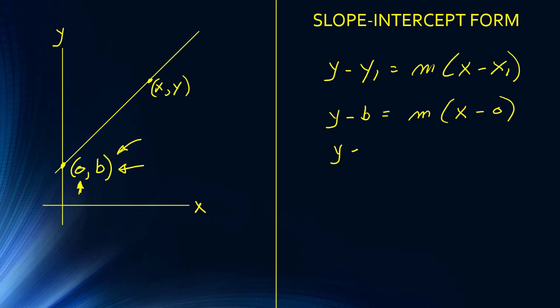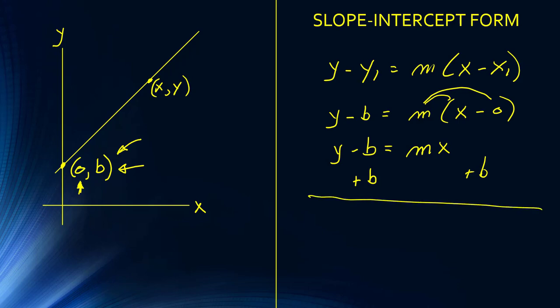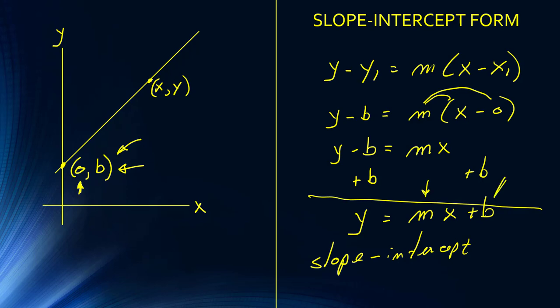Next step, y subtract b equals, and all we're doing is distributing this m through this parentheses. That'll be m times x, and of course m times 0 is 0. Now we want y isolated. We want y all by itself. So we'll add b to both sides of the equation. You'll recognize this as the additive inverse. The additive inverse gives us a 0. So y equals mx plus b. And this is called the slope-intercept form of a linear equation, where m is the slope and b is the y-intercept. That's where the function crosses the y-axis.